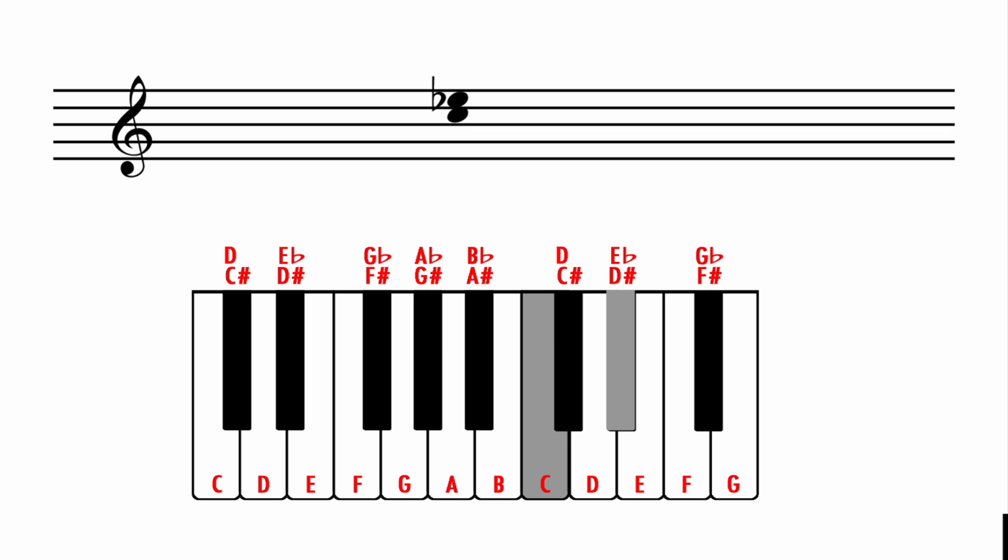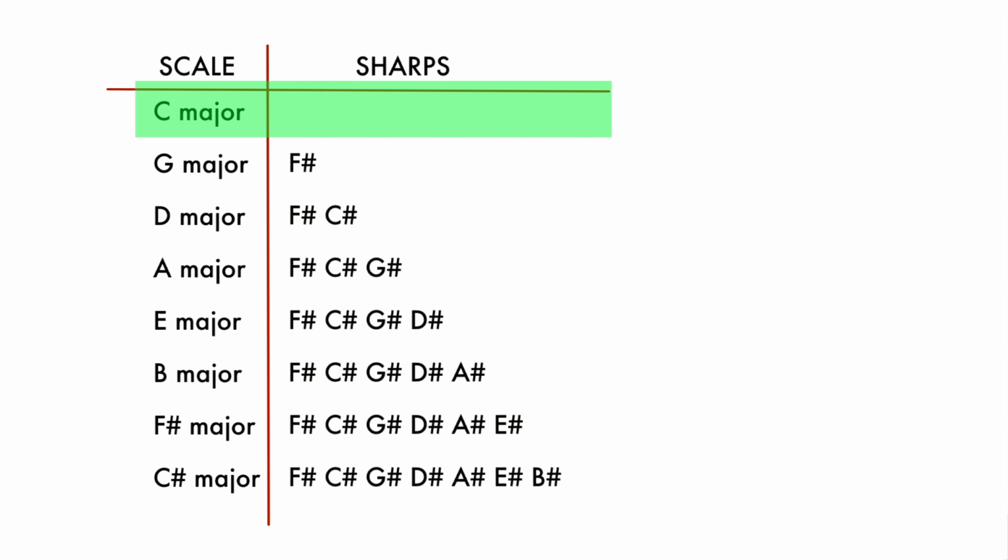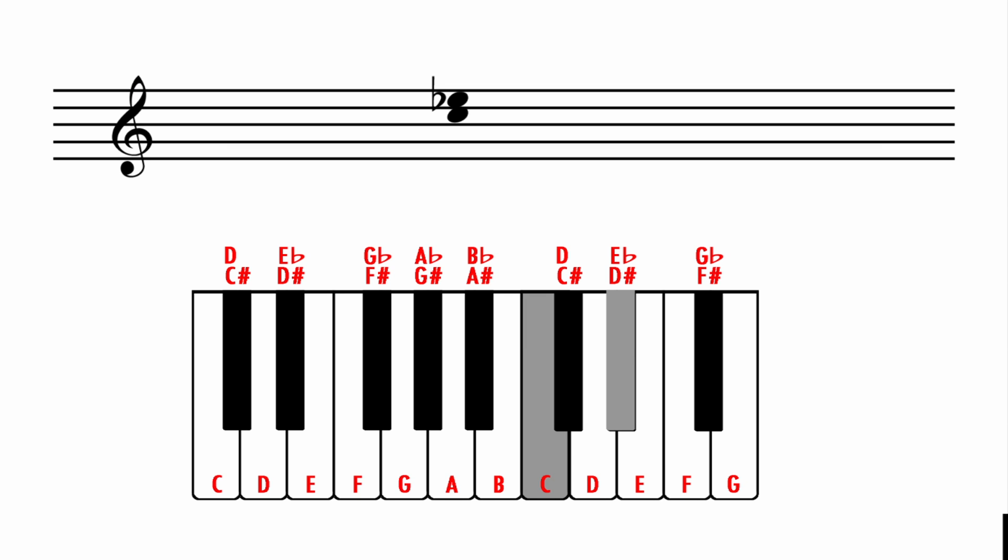If we have C and E flat, we're going to first count the note names, which is C, D, E, 1, 2, 3. This interval is a third. Now we're going to go to the major scale chart and you will see that there are no flats or sharps in the key of C major. Therefore, E is a natural in C major. Here, the top note has been lowered by half a step. This interval is therefore a minor third.